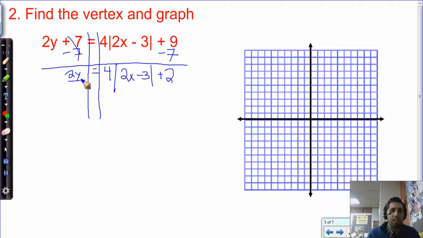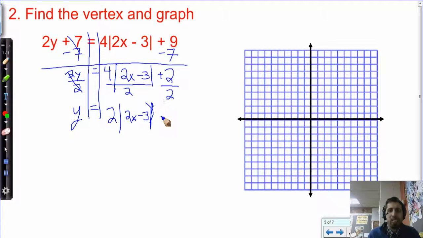The last thing I have to do is divide both sides by 2. That'll make things easier. If I'm going to divide the entire left side by 2, I have to divide the entire right side by 2. And we'll just get y is equal to 4 divided by 2 is 2 times the absolute value of 2x minus 3. And 2 divided by 2 is 1, so we're just going to add 1.